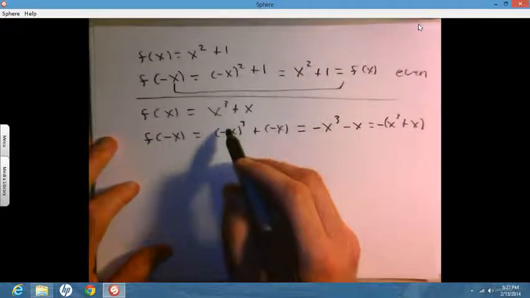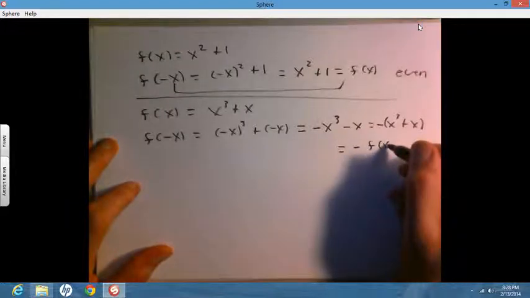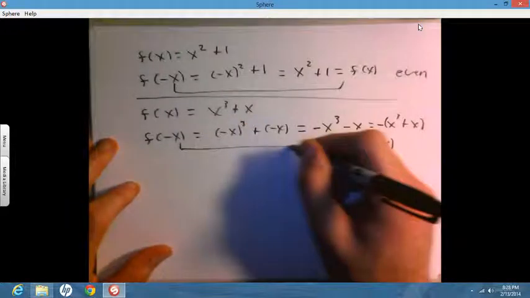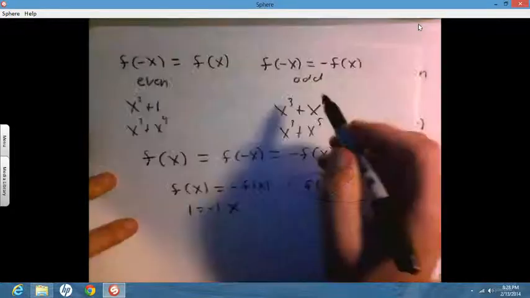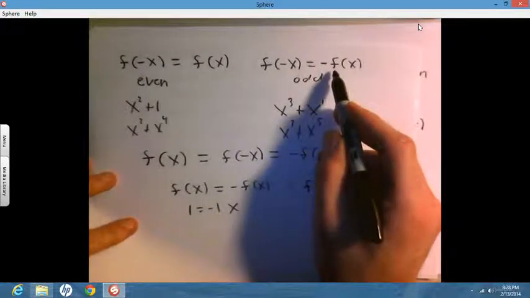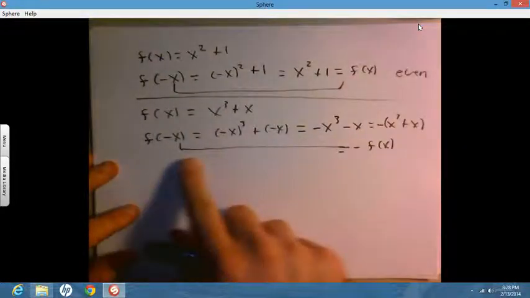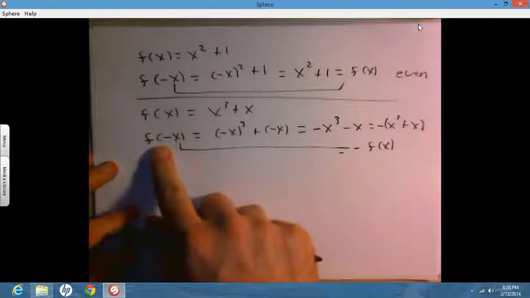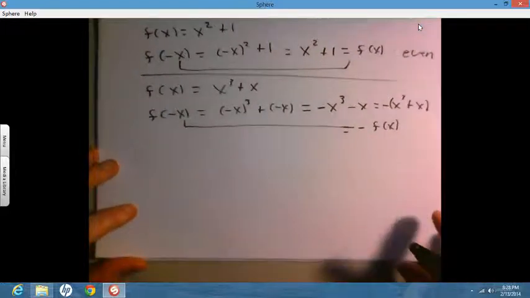So this is going to be minus f of x. But that's exactly what it means to be an odd function. If we were to go to the other page, f of negative x equals negative f of x, right? So that's an odd function. How about a function that's neither odd nor even?